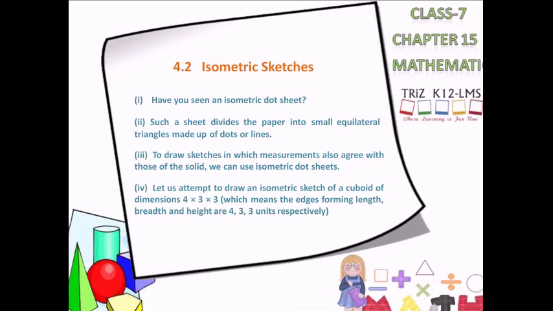Let us attempt to draw an isometric sketch of a cuboid of dimensions 4 × 3 × 3, which means the edges forming length, breadth and height are 4, 3, 3 units respectively.